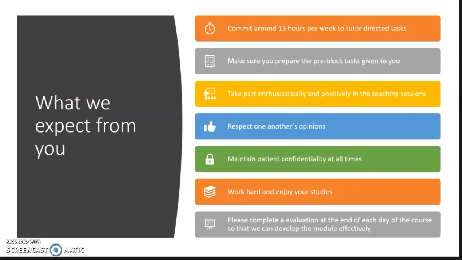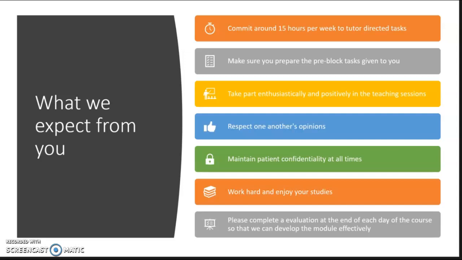So what do we expect from you? So commit around 15 hours a week to your tutor directed tasks. Make sure you prepare the pre-block tasks given to you. Take part enthusiastically and positively in the teaching sessions. Respect one another's opinions. You're not always going to agree, and we need to make sure that that stays professional within the classroom. Maintain patient confidentiality at all times.